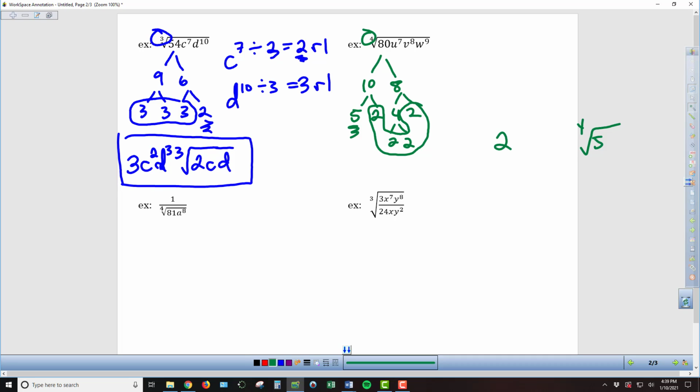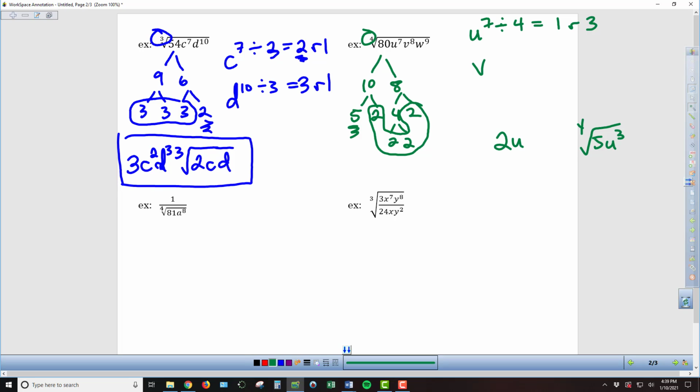Now for those variables, u to the 7th, I'm going to take that exponent and divide it by, this time it's going to be 4, since I'm taking the 4th root. So 4 goes into 7 once with a remainder of 3. So that means I'm going to have a single u on the outside, and then I'm going to have u cubed on the inside. I've got those 3 left over that I couldn't get out.